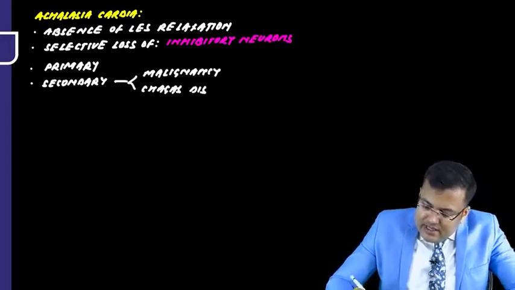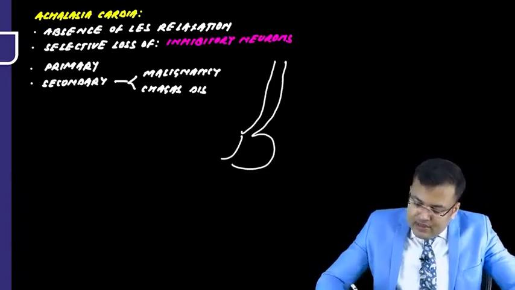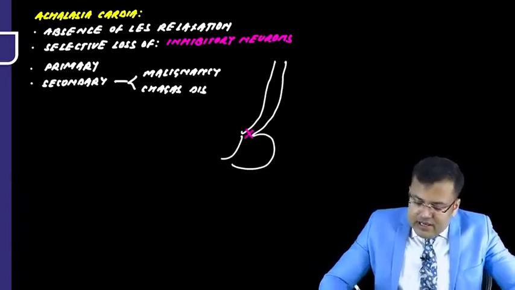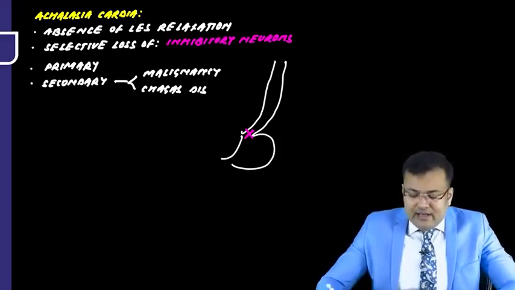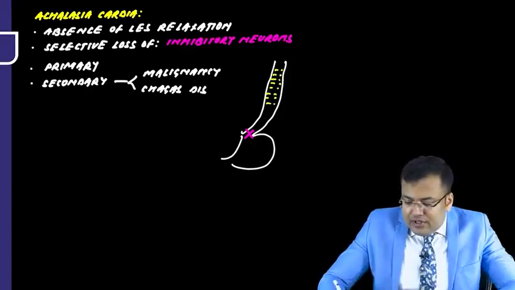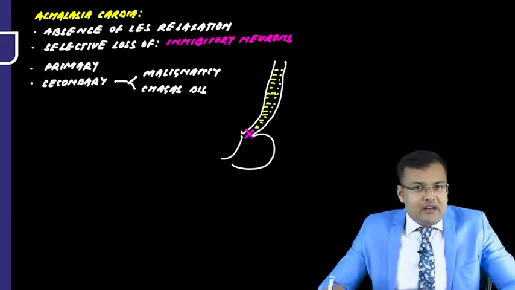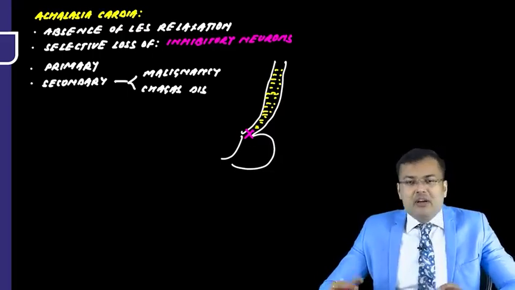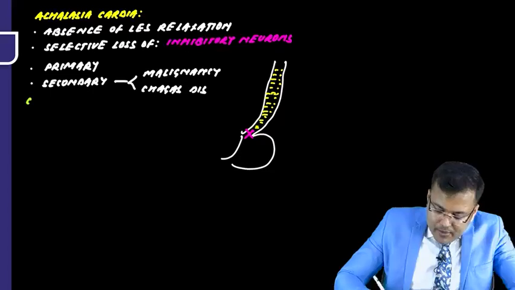What is the problem in achalasia cardia? You can see this is the esophagus and this is the stomach. This is the LES, which is not relaxing. So whatever food and fluid the patient has taken will collect in the esophagus: every foodstuff, liquid, drink. So the most common symptom is dysphagia. Since nothing is going into the stomach, the second most common is weight loss.